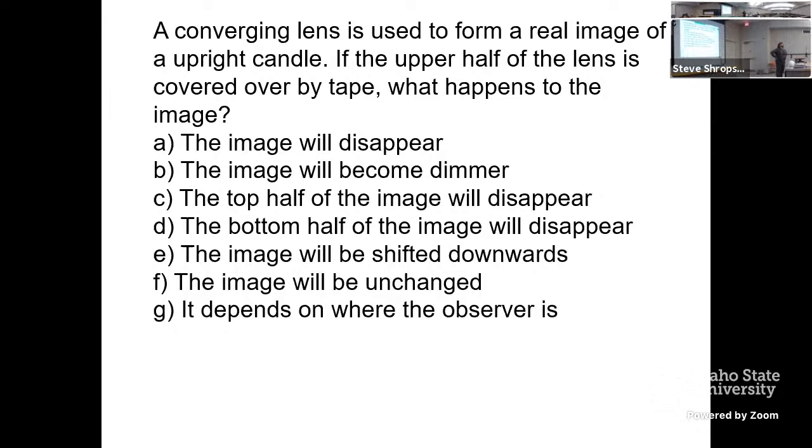So I want you to think about this for a bit, because this is not a simple question and there's a lot of possibilities. But basically for the situation that you see right now, where we have the image formed on the screen.